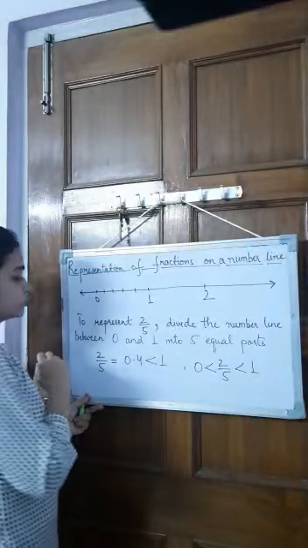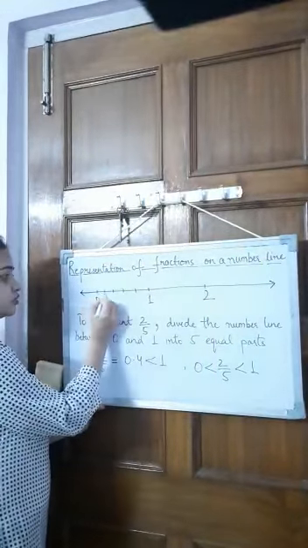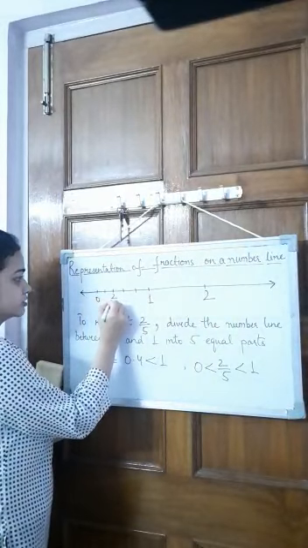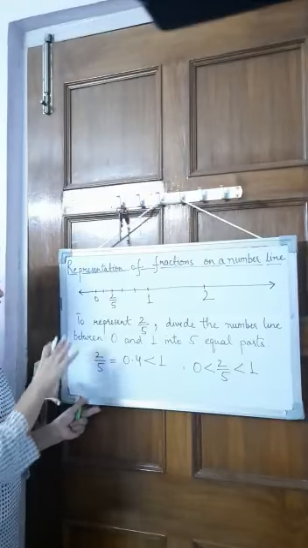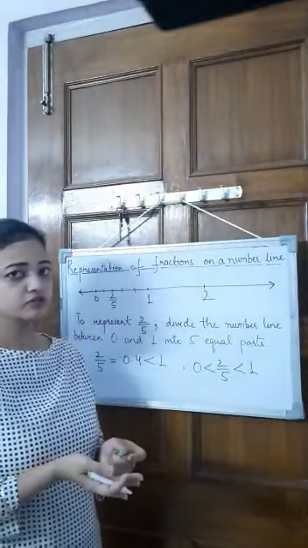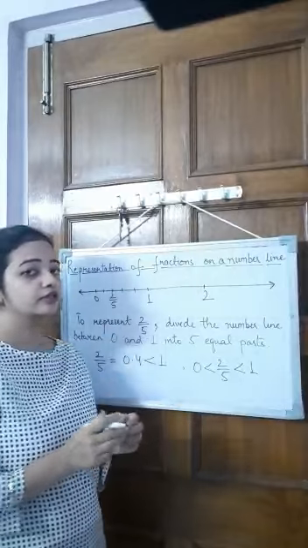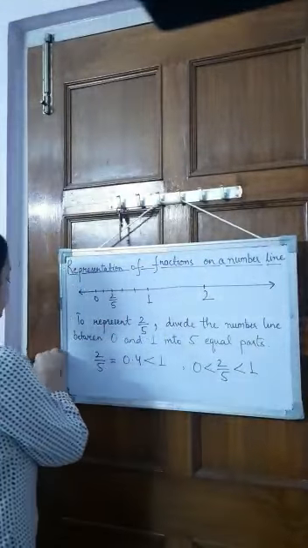Now we will plot 2 by 5. So this is 0, 1 and this is 2. So this is 2 by 5. Okay. So in this way we can plot any fraction where the numerator is smaller than the denominator. Now let us take one more example.